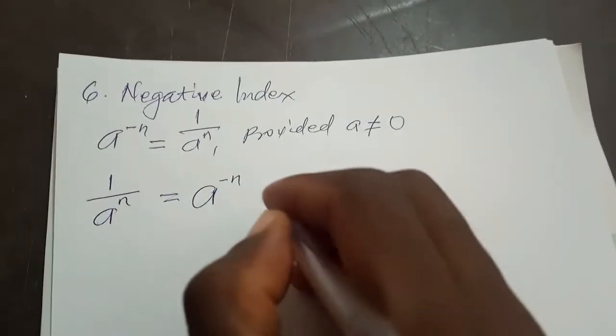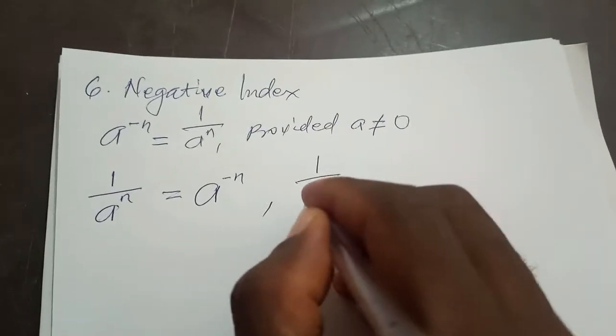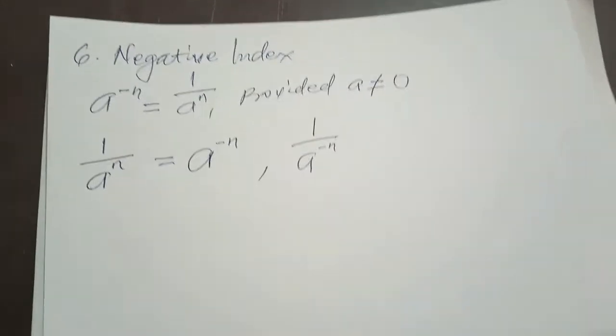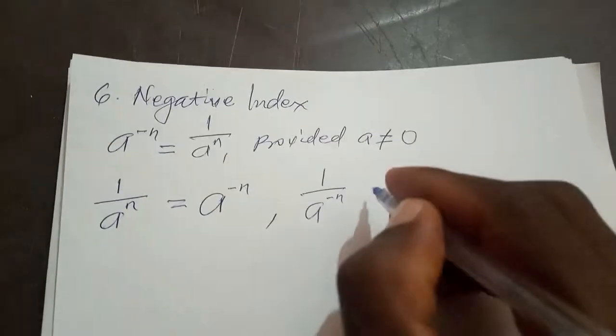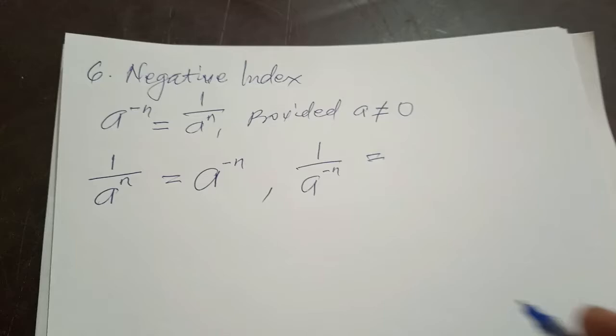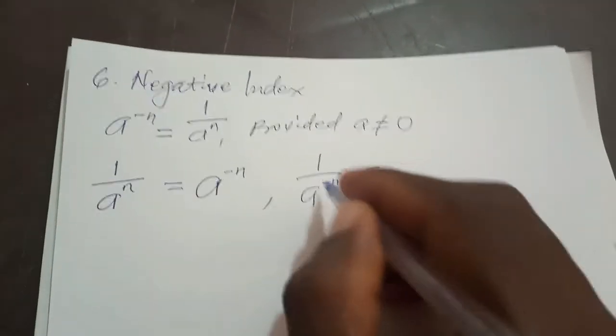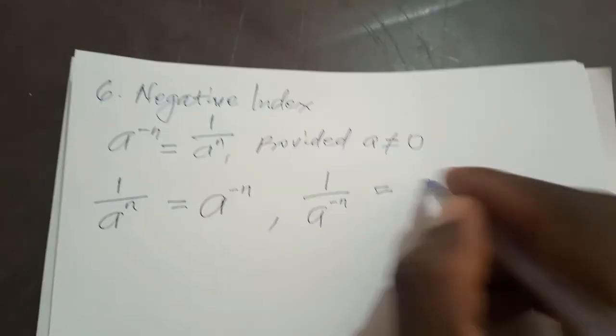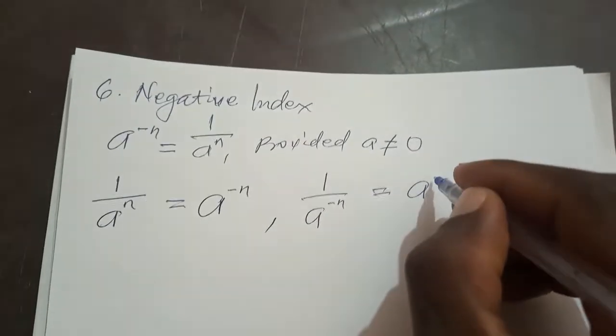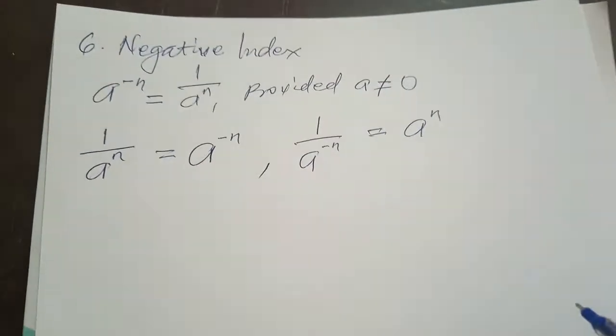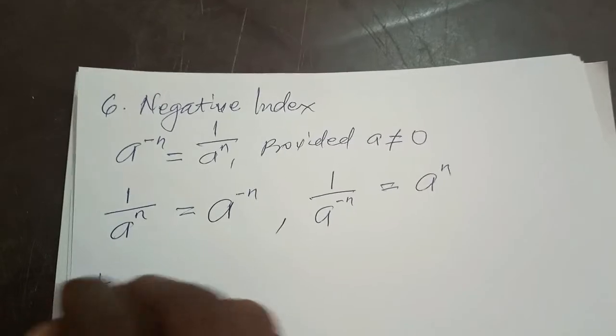Or I can have 1 over a exponent negative n here. And if I don't want to write it as a fraction, I will negate the negative n. So negative becomes positive. So my answer now becomes a exponent n. We take some examples on this.